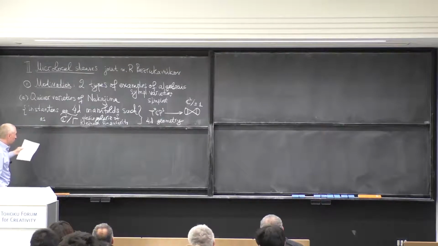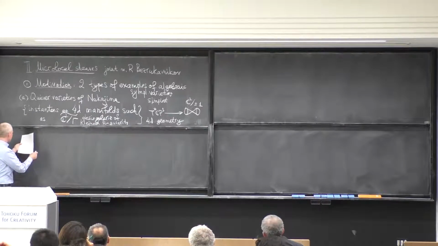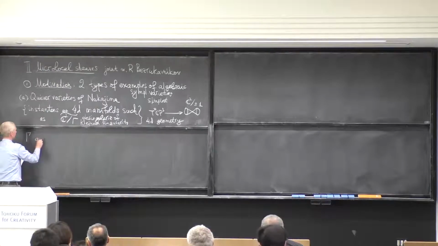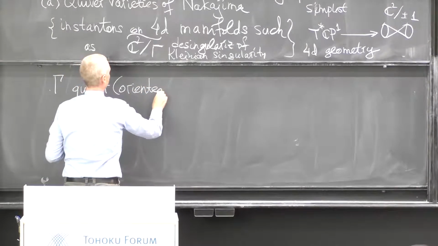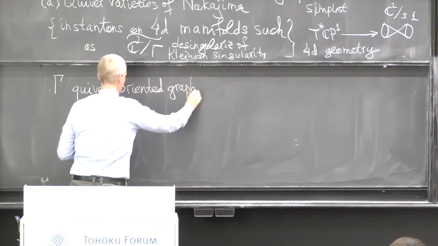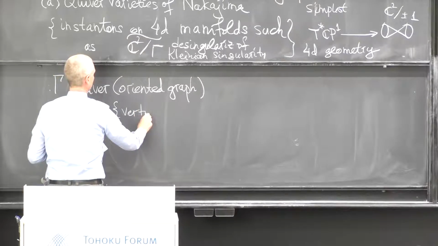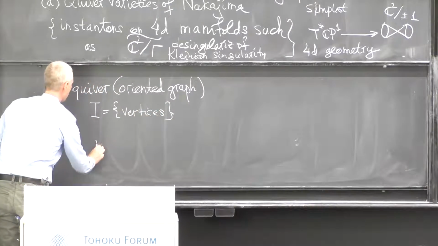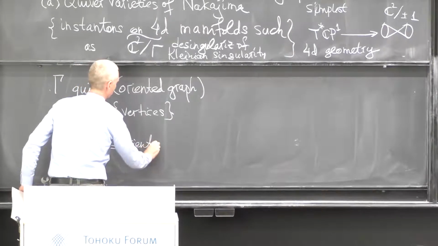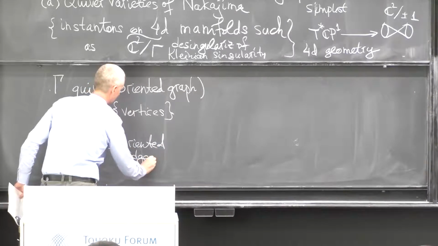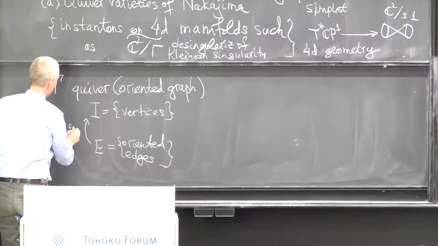So more generally, let me recall the framework of Nakajima, which I will then modify a little. So we start with the quiver gamma. Quiver simply means oriented graph. It has a set of vertices, I. It has a set of edges, or oriented edges, or arrows. So every edge has a source and target. So there are two types here, source and target.